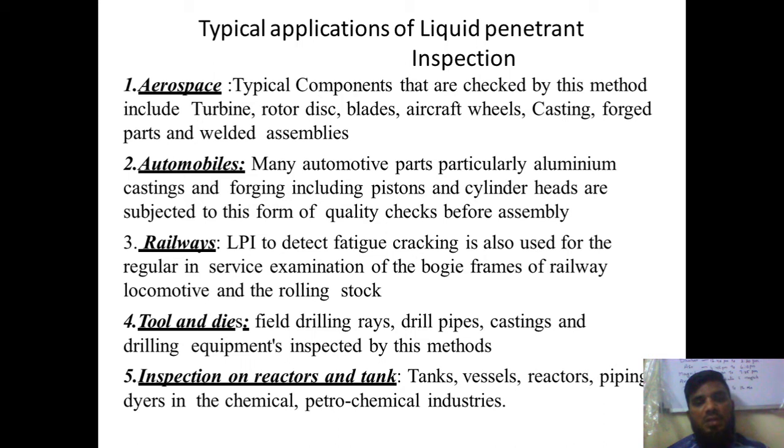Next is railways. In railways, cracks, that is fatigue, in the railway track, locomotive tracks and bogies can be studied by using the liquid penetrant technique. Next is tools and dies. Next is inspection of reactors and tanks. This is the most important one: if you have a big nuclear reactor and it has even a small leakage, the whole reactant will come out of the nuclear reactor and it can completely collapse the whole system. So the whole system should be very cautious, and it should be continuously checked every time.